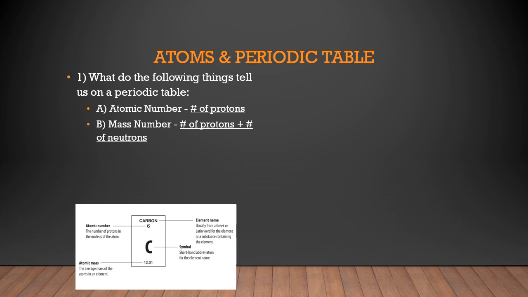Atoms in the periodic table. What do the following things tell us on the periodic table? The atomic number, if you look down at this square in the bottom, is the number of protons in the nucleus of the atom, and that number is going to be the number position on the periodic table. So carbon is 6, and it has 6 protons. The mass number, the atomic mass, is the number of protons plus the number of neutrons. And the reason it is not an even number is, remember, it is a weighted average of the different isotopes.